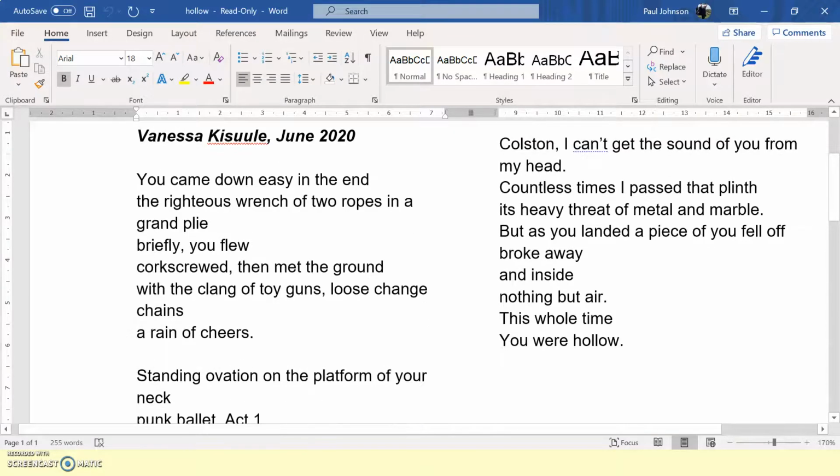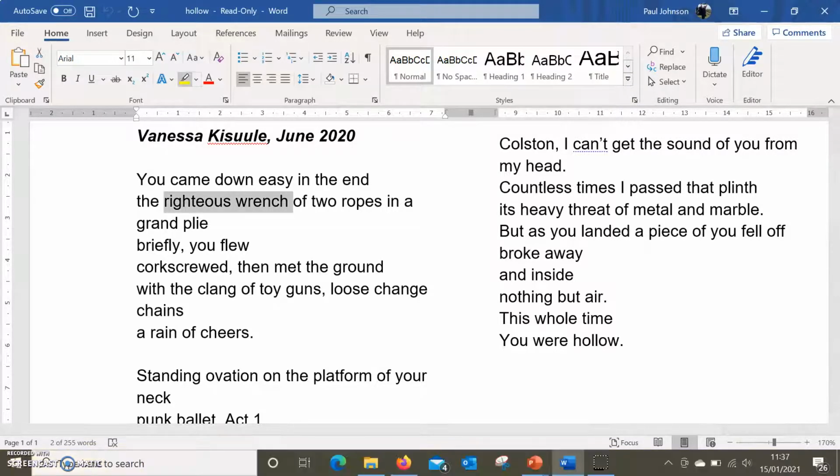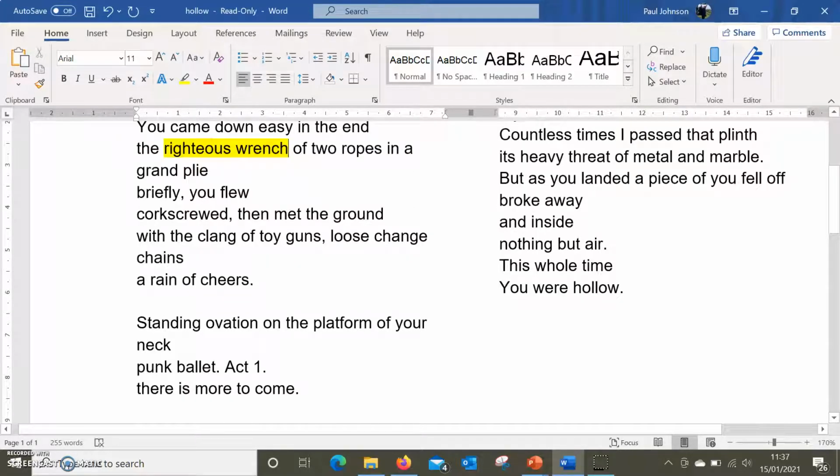You came down easy in the end, the righteous wrench of two ropes in grand ply. Quite like that one, the righteous wrench, as in it was the right thing to do. Yanking him down, wrenching. Briefly you flew, corkscrewed, then met the ground, with a clang of toy guns, loose chains, a rain of cheers. That's quite a nice line.